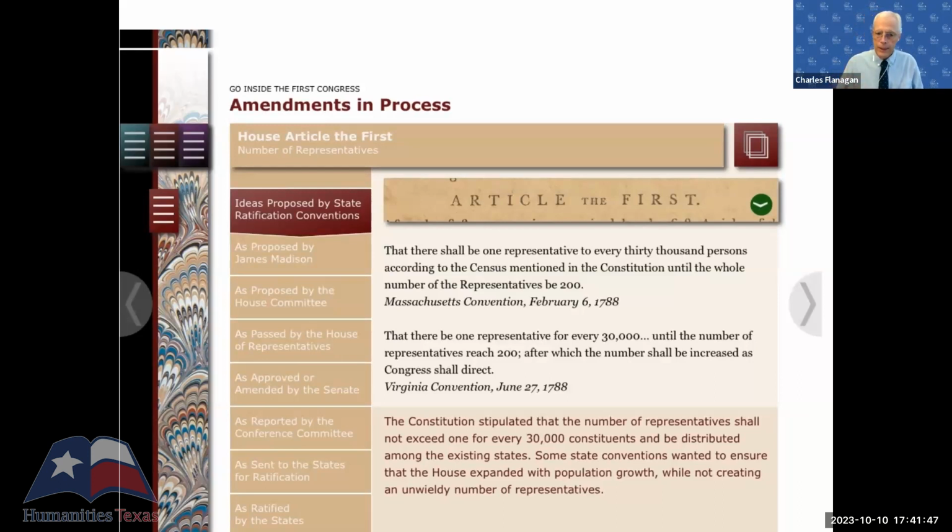So the second bit of information you could get about each of those 17 proposed amendments is: in what language did James Madison express it? And then how was it changed when a House committee studied it? And then in what language did it pass the House? How was it approved or amended in the Senate? Did it go to a conference committee between the House and the Senate? And how did that change it? And what was the language in which it was sent to the states for ratification? And then in what language was it ratified by the states? So you could get the life process of each of the proposed amendments. And it's a lot of information.